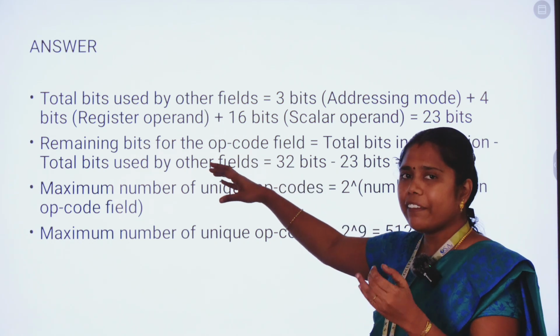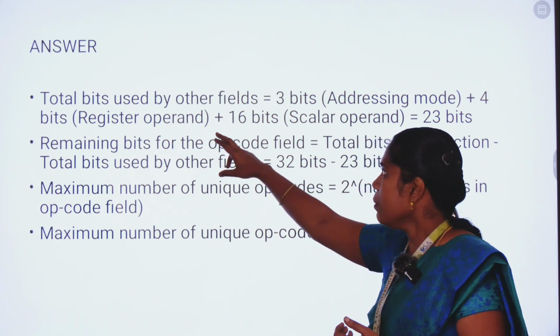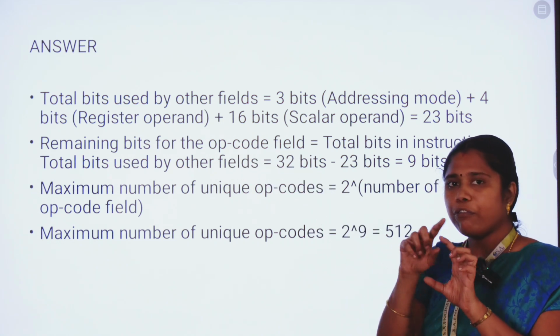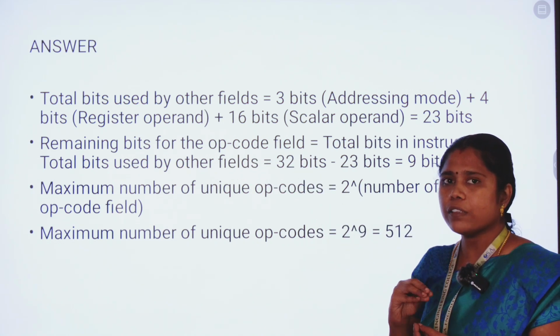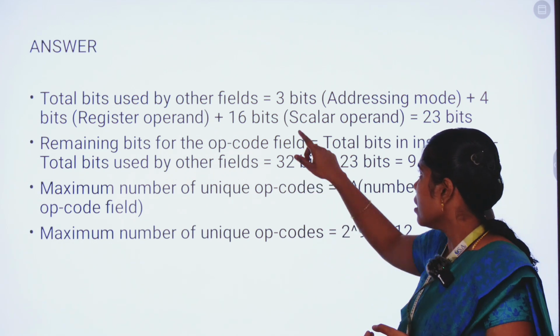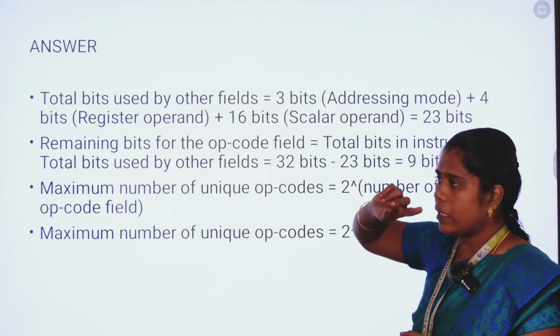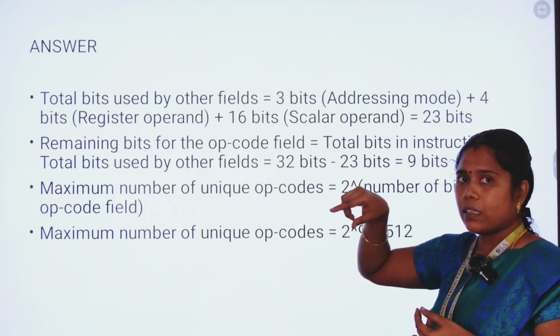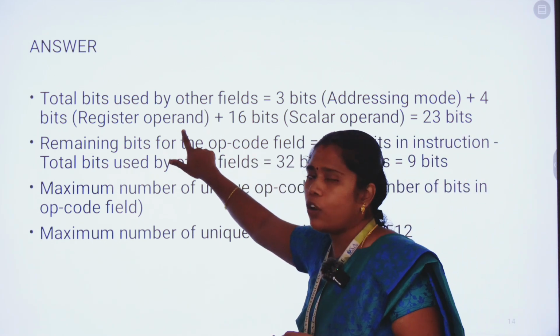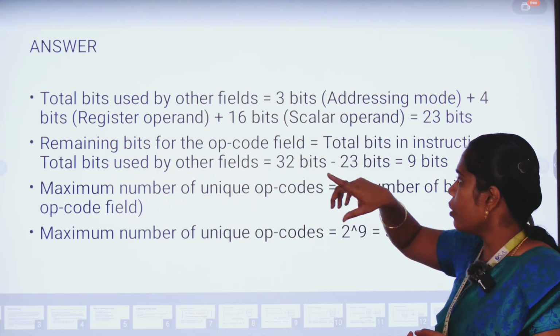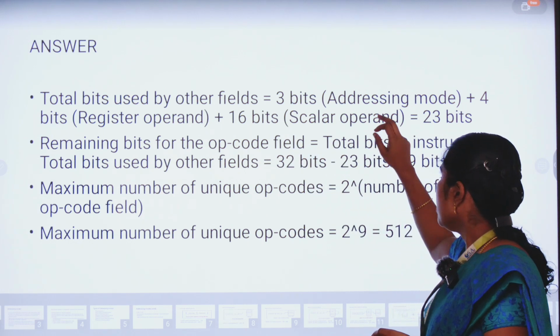From the given data, we can find this easily. We need to find the total number of bits used by the other fields. I have 4 fields in the instruction format, so first we find the number of bits used by each. First, 3 bits are used by the addressing mode, since there are 8 addressing modes, 2 to the power 3, so 3 bits. Then you have 4 bits for the register operand, as the register usually takes 4 bits. Then you have 16 bits for the scalar operand.